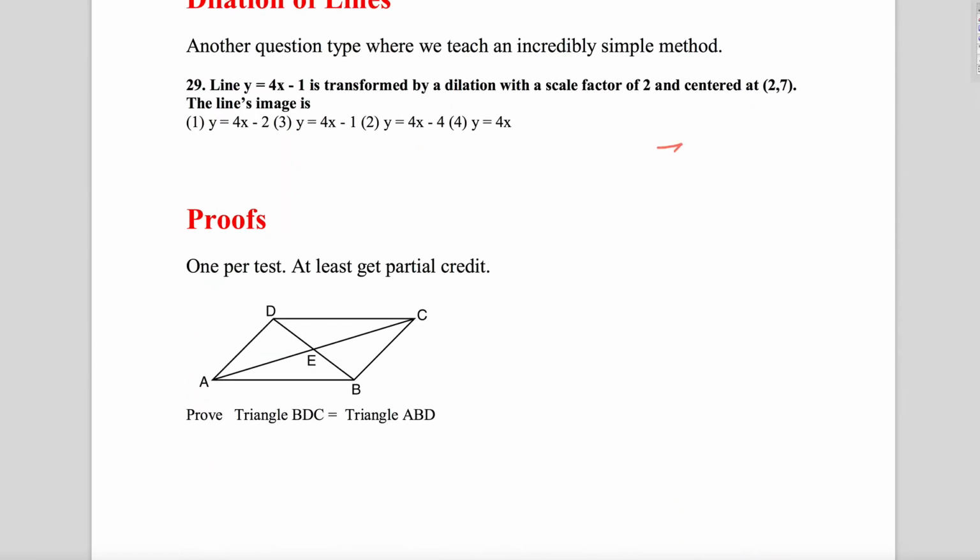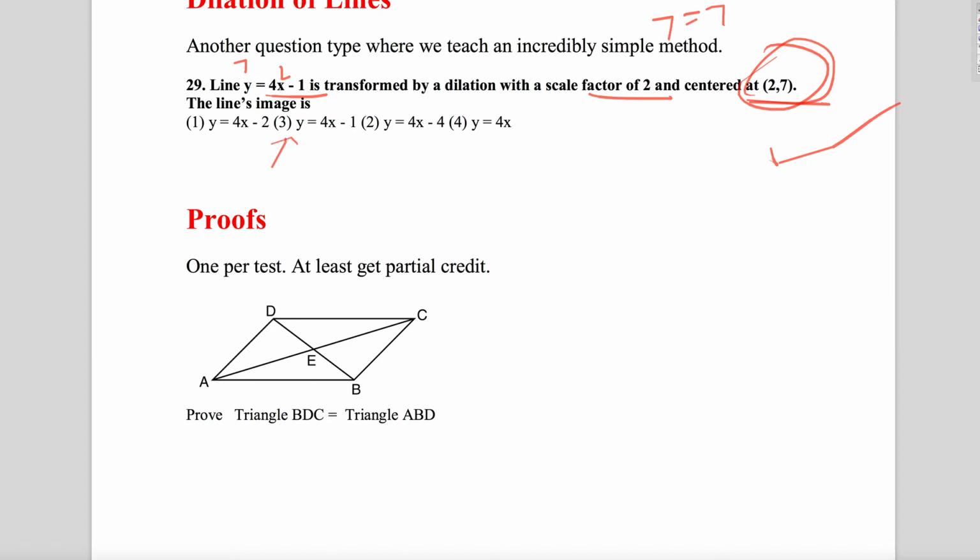Okay, here's another very simple thing. The question you ask yourself is, first of all, they give you two things, a scale factor and a point centered on. Is this point on the line? So you plug in 7 for y, 2 for x, and you get 7 equals 4 times 2 minus 1. 7 equals 7. If the point is on the line, which in this case it is, then the formula is unchanged. The answer is choice 3.